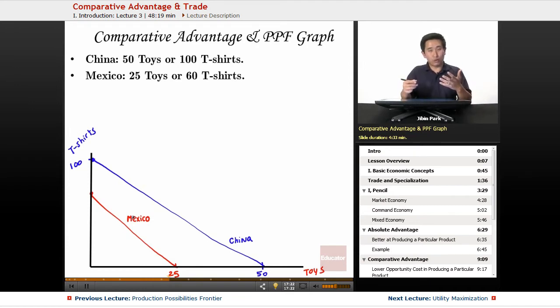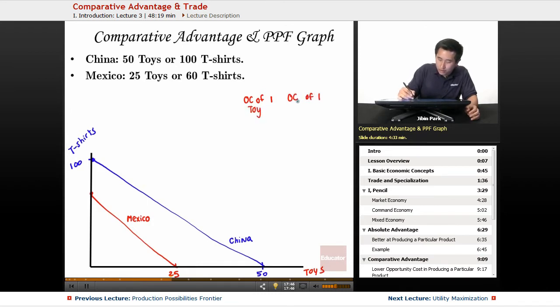Now, we're going to rework this out, and we're going to create a comparative advantage table so that when you're doing these things, you can actually see using a chart rather than just having a bunch of equations set together. So what we want to find out is what is the opportunity cost of one toy, and what is the opportunity cost of one t-shirt? This is for China, and this is for Mexico. Again, we worked it out prior to this.